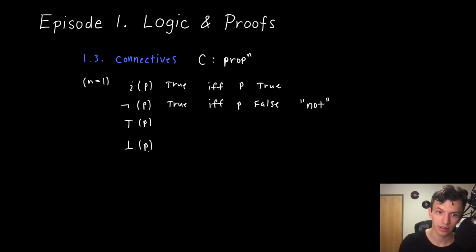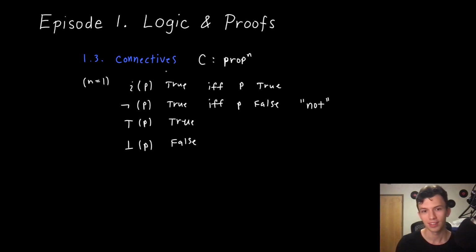And then down here, the thing about these ones is it actually doesn't depend on P. It doesn't depend on what P is. This one is always true, and this one is always false. So these are the 4 possible ways you can change a single proposition, these are ways that you could operate on one bit of information. Okay, there's 4 different ways. So these are our unary connectives, unary operators.